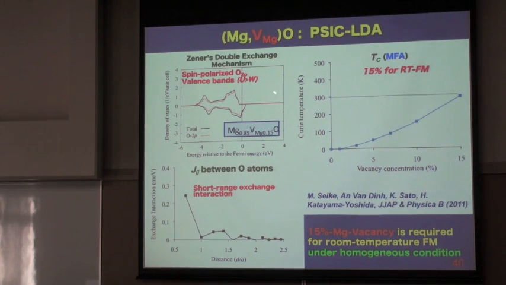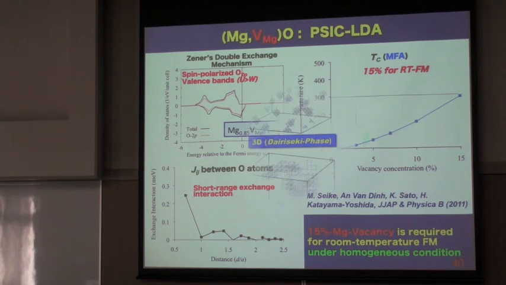You can see that this is the oxygen 2p band. It's very narrow, something like a bandwidth of 4 electron volt. Then the magnesium vacancy is a double acceptor. Then you can make hole doping, with a very large exchange splitting like this. Again, the exchange interaction is not a very long-range exchange interaction. Then you can calculate the TC. If you get 15% doping, you can go beyond room temperature, something like this.